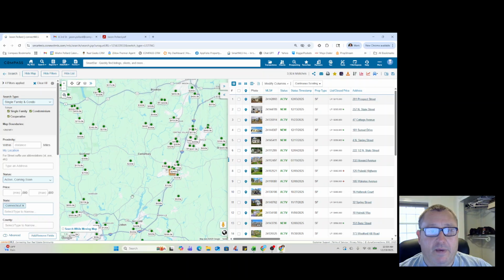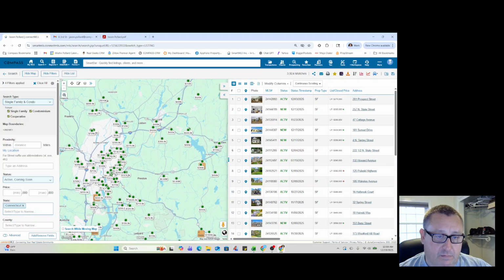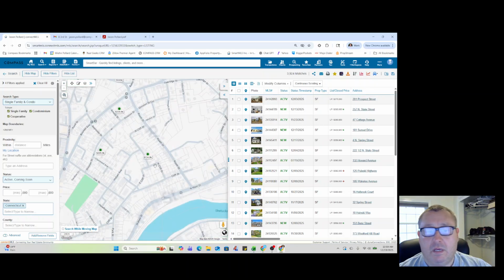If you hear the wind in the background, we're in the middle of a storm, so I hope I don't lose power. Again, I'm in Connecticut, so this is Norwich, Connecticut, the eastern side of Connecticut.